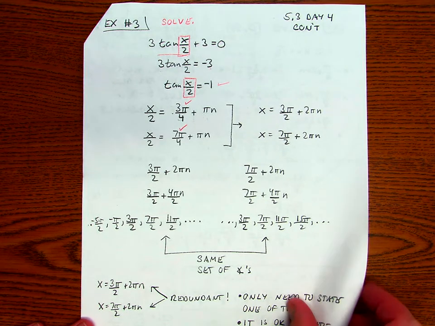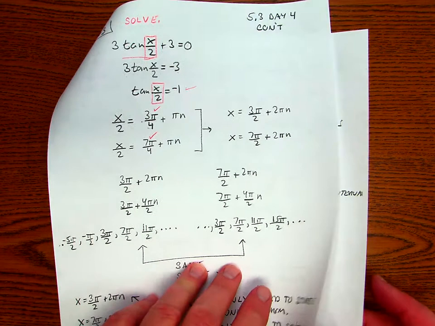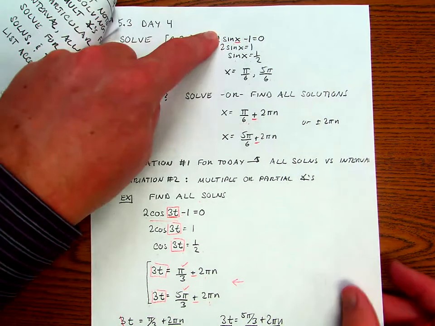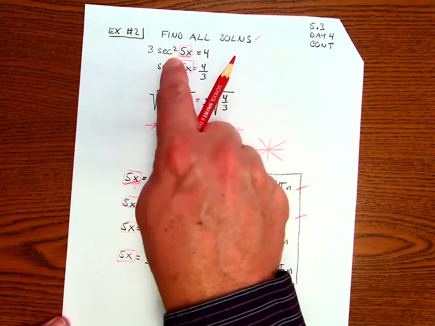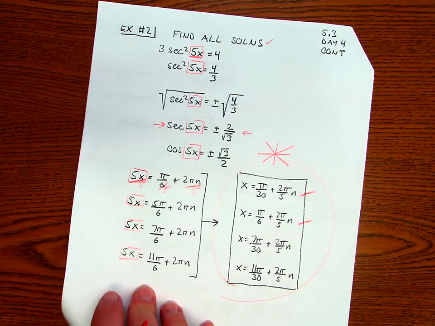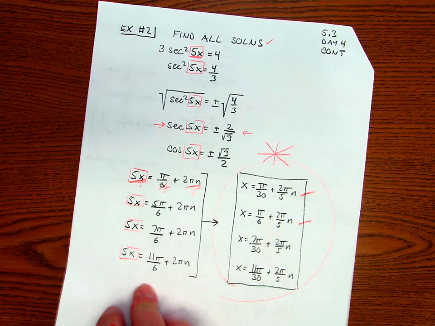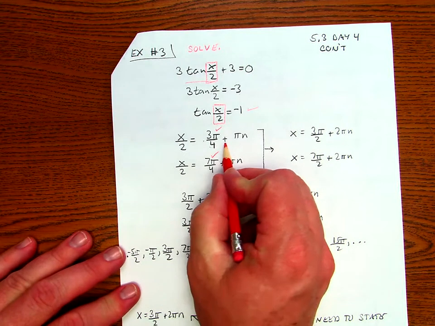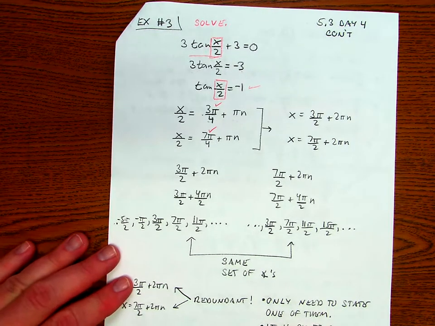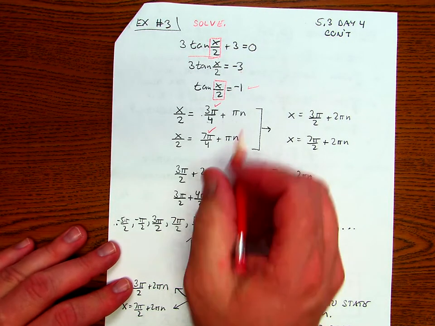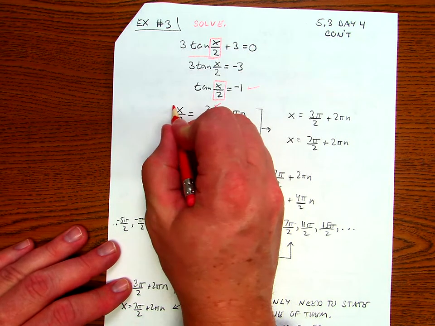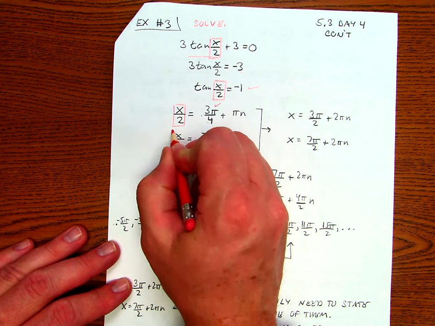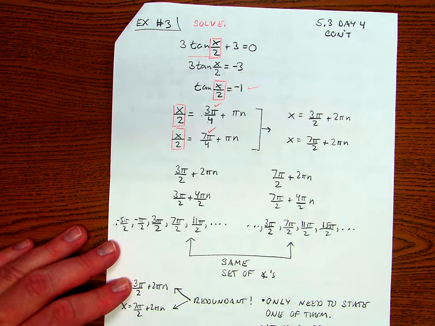Now the last 3 equations that we did, we did a sine, we did a cosine, and we did a secant. The base period for all of those guys is 2 pi. So when we did this little piece right here, we added a 2 pi n. For tangent and cotangent, we're going to add a pi n, because that's the period for those 2 functions. So at this stage right here, we've successfully solved this equation for x over 2.